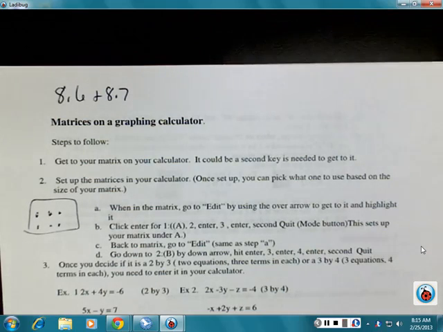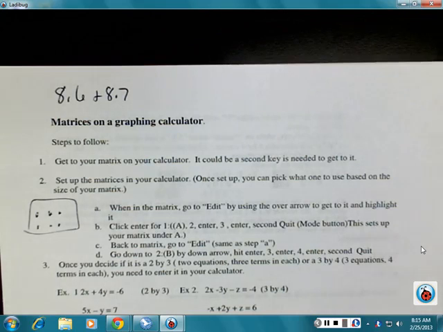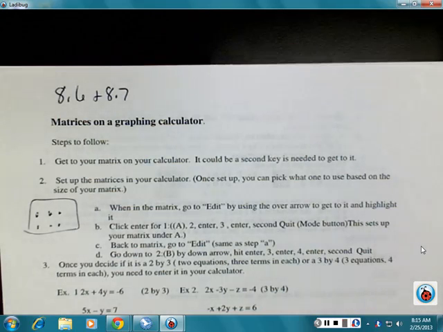Do we all have our matrix stuff set up? You think so? Okay. Because what it looks like, you don't have your 3 by 4 in your B. I have it from last semester. Yeah, you do. And I don't know how to change it, so I just leave it like that.